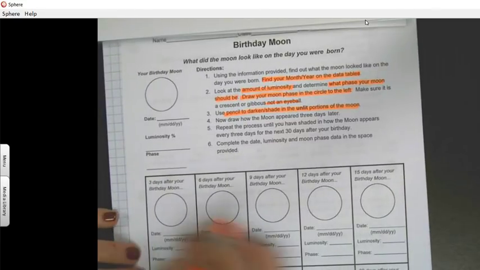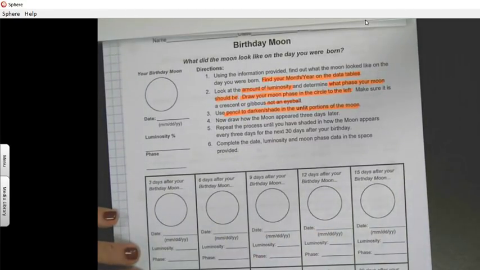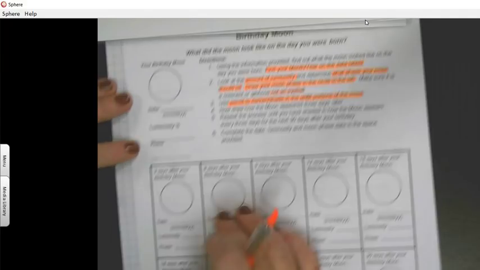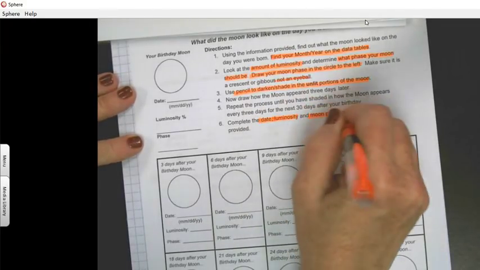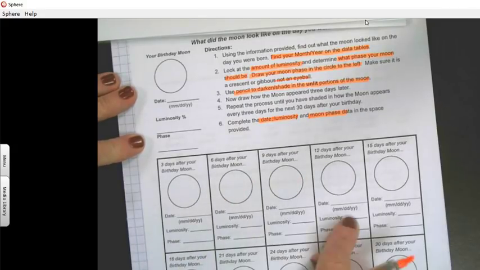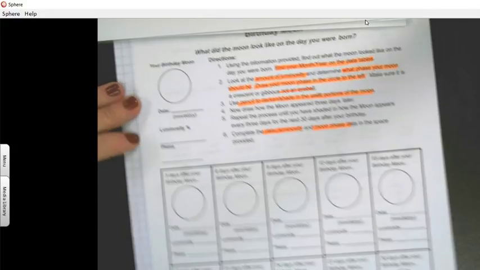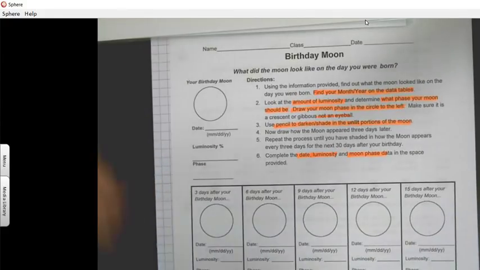And you're going to continue to repeat that process all the way through until you hit 30 days after. You're going to go ahead and put the luminosity, the date, and the moon phase in the spaces provided for each of these. So let me show you how to get started with this.